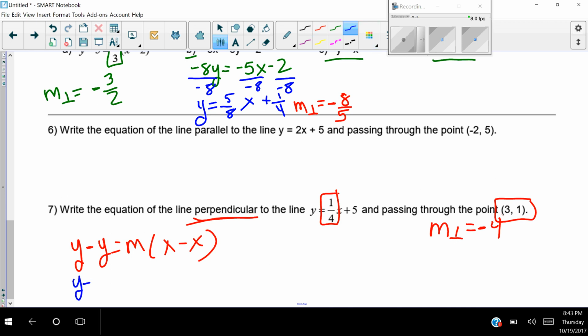Y minus my y value, which is 1, equals my slope, which is going to be negative 4. Parentheses, use your parentheses, guys. X minus my x value, which is 3. And now all you have to do is solve for y.